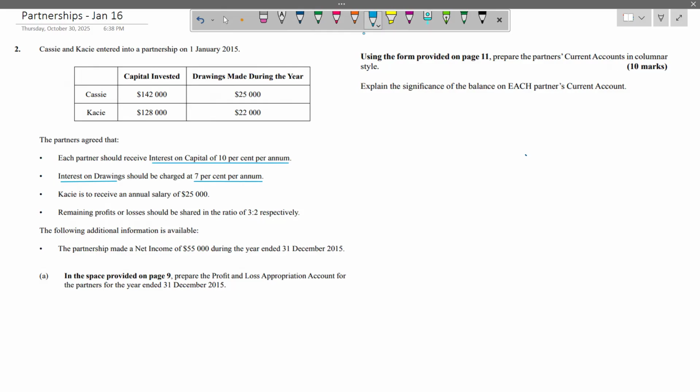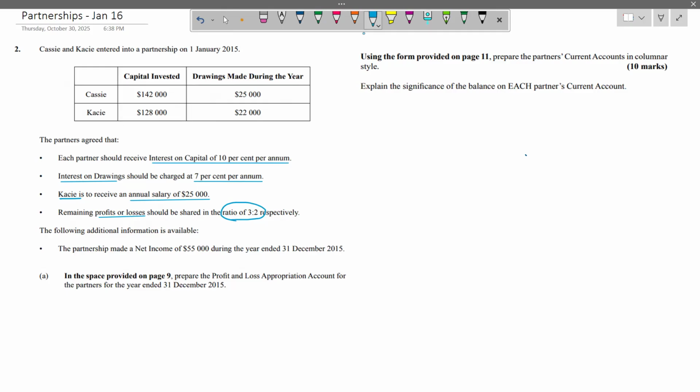Casey's to receive an annual salary. So Casey's getting a salary. Let's make a note of that. 25,000. Profits and losses are to be shared in a ratio of 3:2. Right? 3 going to Cassie and 2 going to Casey.